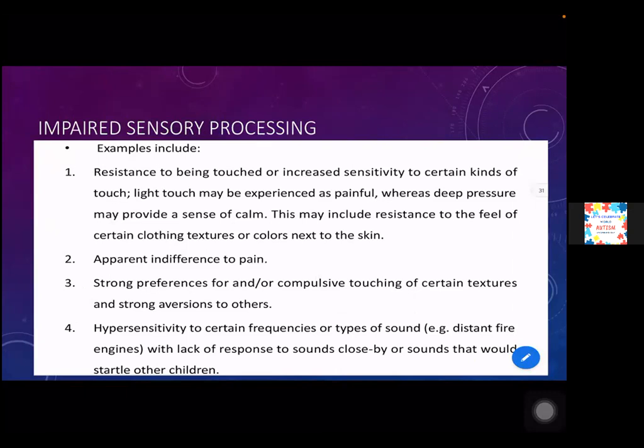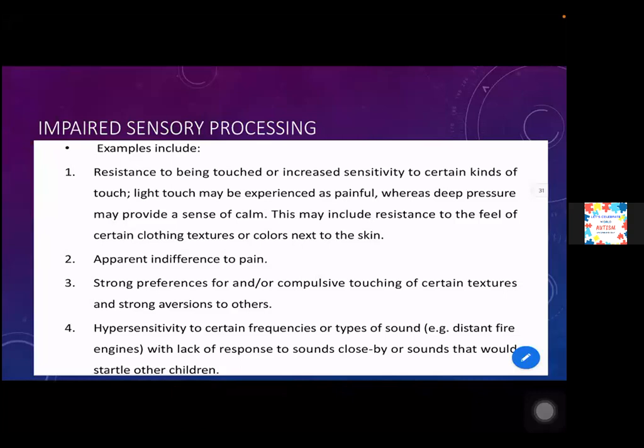This may include resistance to the feel of certain clothing textures or colors next to the skin. Apparent indifference to pain. Strong preferences for or compulsive touching of certain textures and strong aversions to others. Hypersensitivity to certain frequencies or types of sound. Example, distress at distant fire engines with lack of response to sounds close by or sounds that could startle other children.